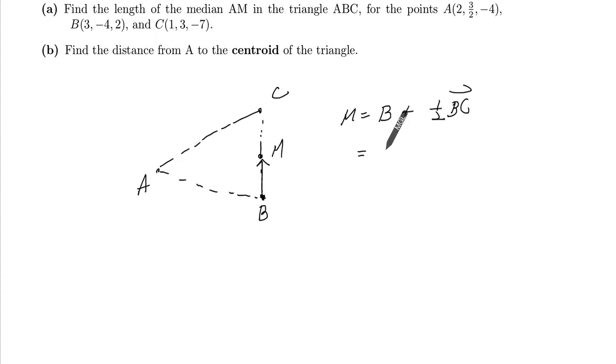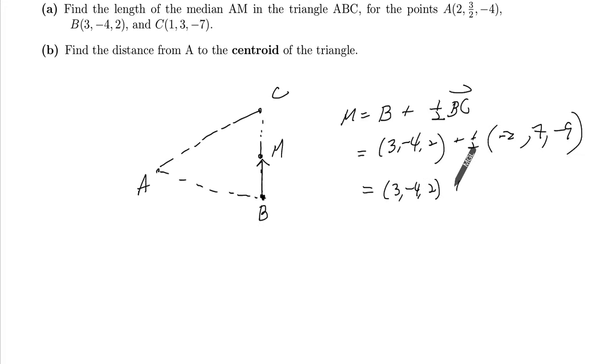So B here will be 3, -4, 2. Vector BC is going to be 1 minus 3, minus 2, 3 add 4, 7, and -7, -2, -9. Okay. So 3, -4, 2, we get -1, 7 over 2, and -9 over 2. Okay, let's add this. You get 2. This is -8 over 2, so -1/2. And this is 4 over 2, so you get -5 over 2.